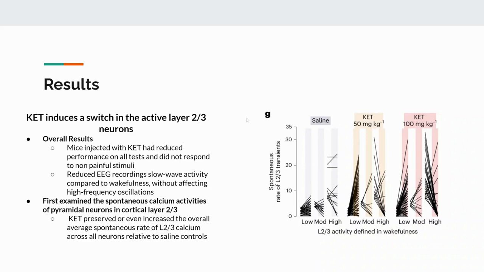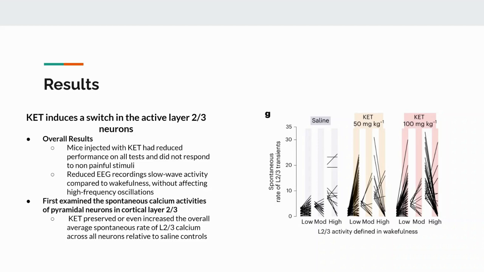In terms of the behavioral study, mice injected with ketamine had reduced performance on all tests and did not respond to non-painful stimuli. They failed to bury many of the marbles, remove the adhesive, and many didn't withdraw their limb from the air puff, indicating impaired sensorimotor processing. It also reduced the EEG recordings of slow wave activity compared to wakefulness, but didn't seem to affect the high frequency oscillations. The first major discovery was that ketamine induces a switch in the active layer 2-3 neurons.